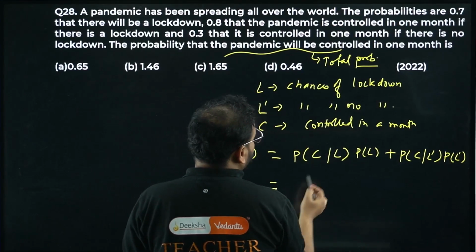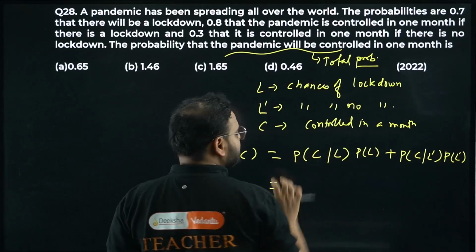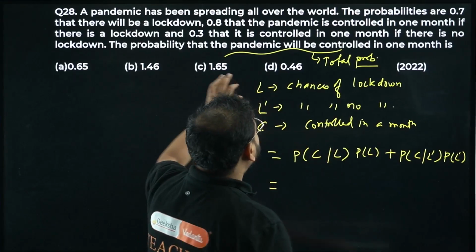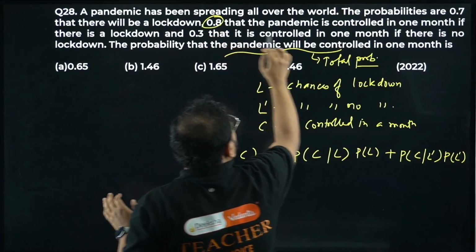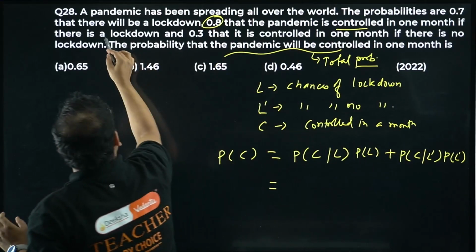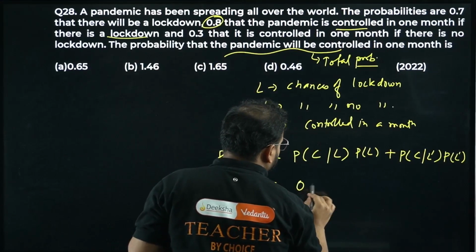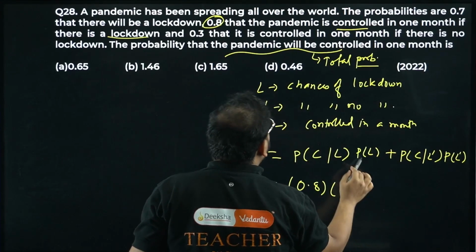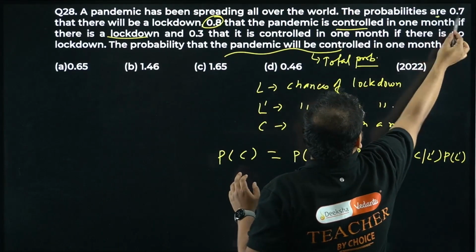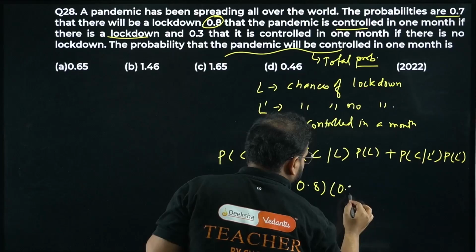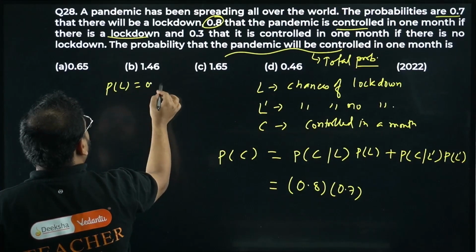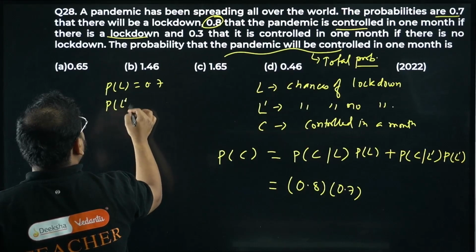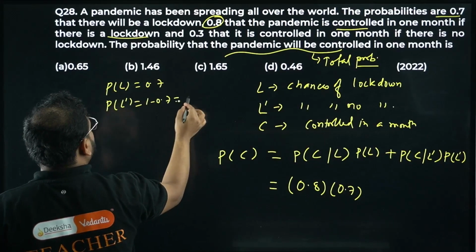They have given these values to us. Control if there is a lockdown: 0.8 that it is controlled if there is a lockdown. So this value will be 0.8. P(L) is how much? Chances of lockdown is 0.7. If you are not sure, see here, they have given P(L) as 0.7. So P(L dash) will become 1 minus 0.7. How much is that? 0.3.